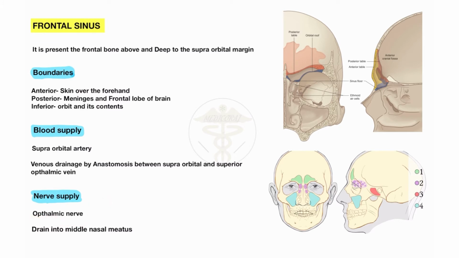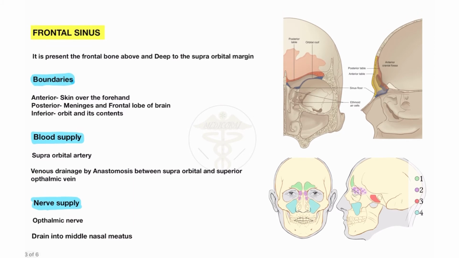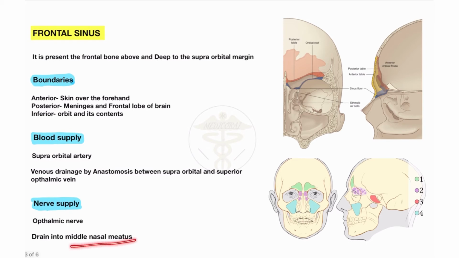Drainage of the frontal sinuses: the frontal sinuses drain into the middle nasal meatus, same as the maxillary sinuses. I already said the maxillary sinuses drain into the middle nasal meatus, and the frontal sinus also drains into the middle nasal meatus. So please learn that the frontal sinus also drains into the middle nasal meatus. So this is about the frontal sinuses.